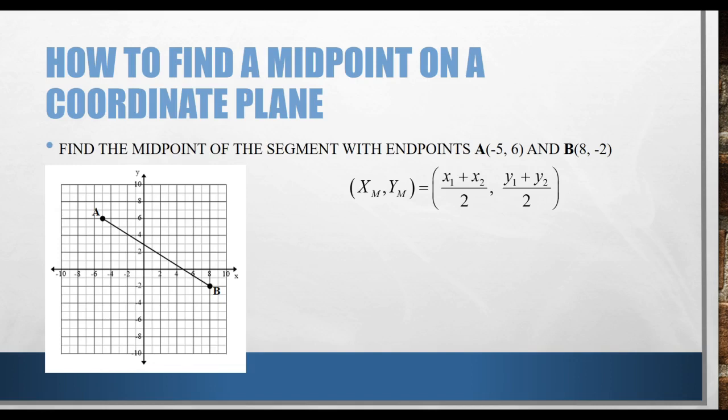I like to break up this formula into two different parts. The first part, we'll just focus on the x's. To get the x coordinate, you add the x's, divide by 2. The second part is just focusing on the y's. To get the y coordinate, you add the y's, then divide by 2. I like this because it just keeps our work a little bit more organized.